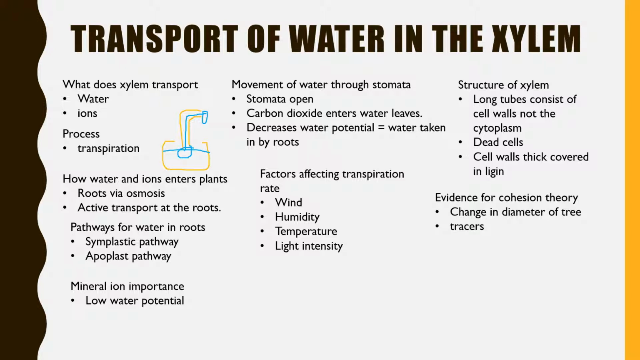Or you can use tracers, whereby, not radioactive tracers, sorry, that's phloem. By using tracers, like for instance, when you have celery, if you were to put red dye into water and then put celery in it, you can literally see the water going up the xylem because of the change in color. It makes it more apparent.